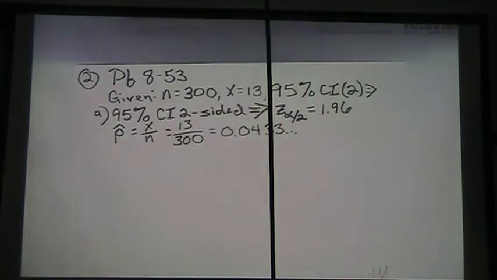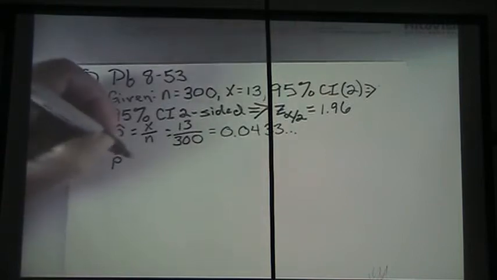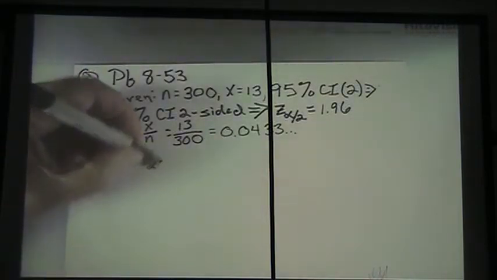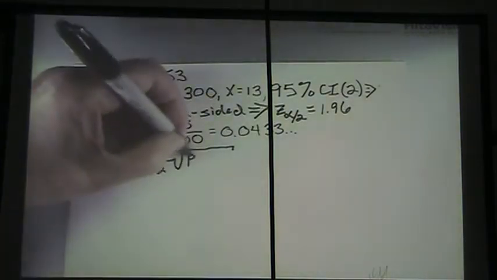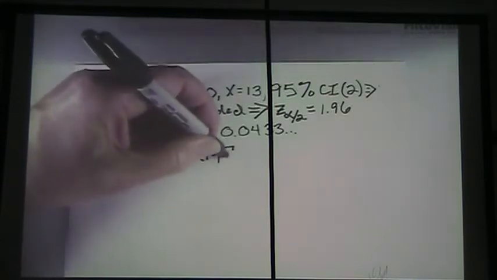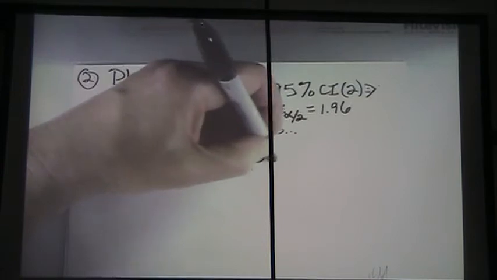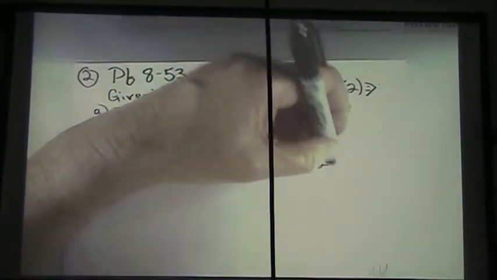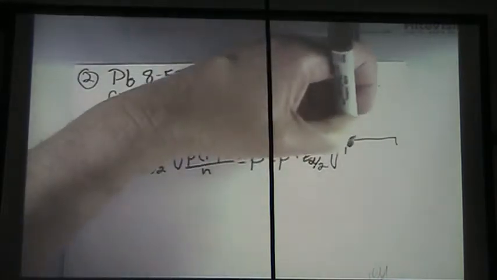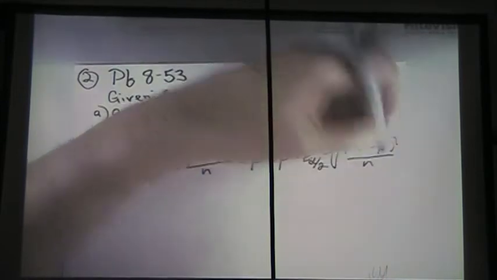All right, well, we want a two-sided 95% interval, so that's p hat minus Z alpha divided by 2 times the square root quantity of p hat times the quantity 1 minus p hat divided by n, less than or equal to our binomial proportion, less than or equal to p hat plus Z alpha divided by 2 times the square root quantity of p hat times the quantity 1 minus p hat divided by our sample size.